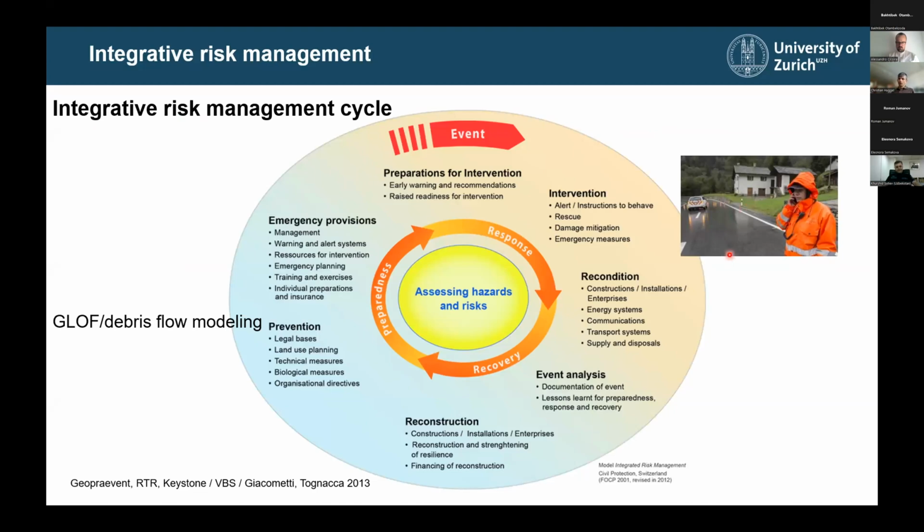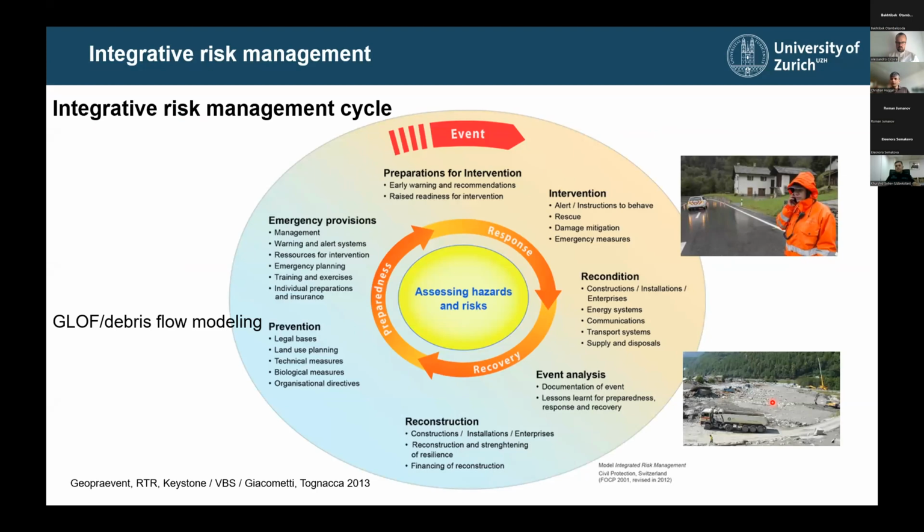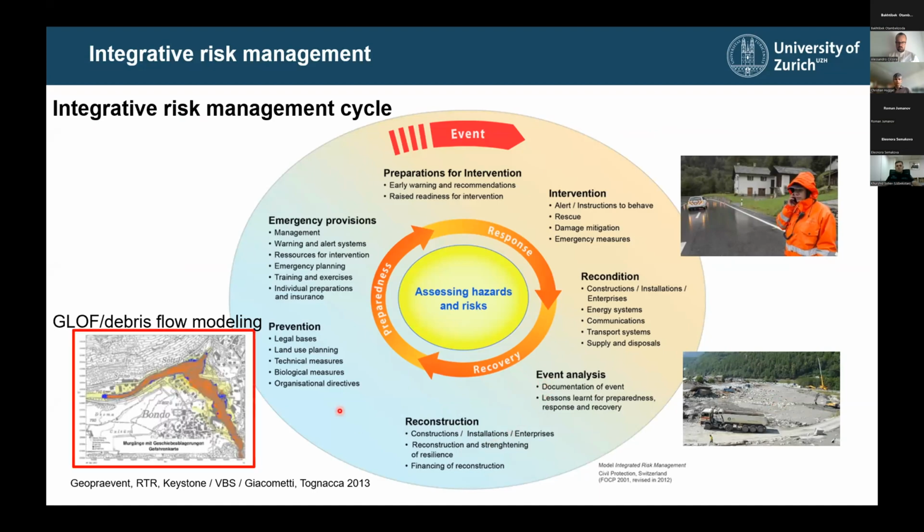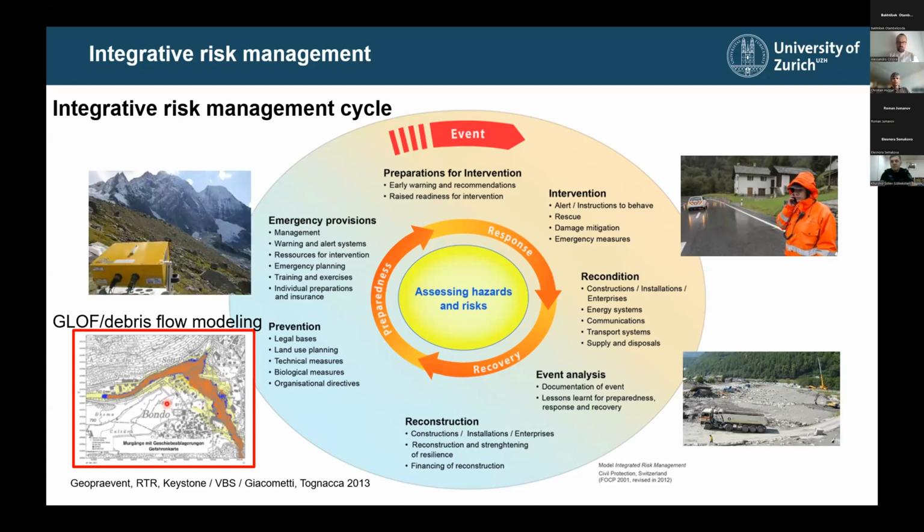For instance, here to extract all the sediment deposited to increase the retention function. Then we go into event analysis, reconstruction, and then we come to prevention. For prevention, hazard maps, which are nowadays often based on numerical modeling, take a very important role because they are also the basis for land use planning and for many other things, which I will show you in a few minutes. And of course, monitoring is also very important, and monitoring is also part of early warning.